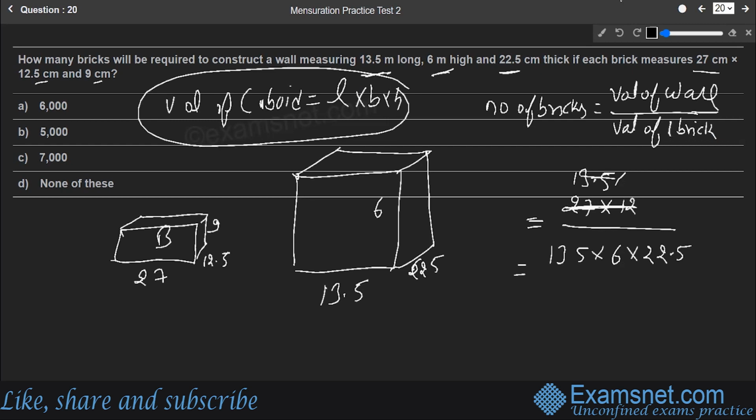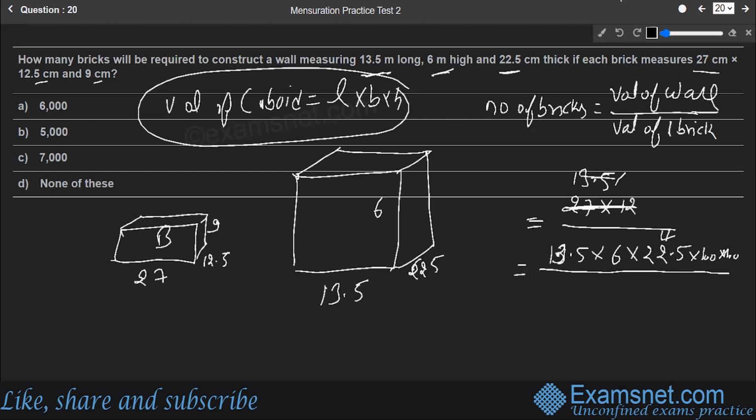So 135 was in meter, so we need to multiply by 100 so that it converts into centimeter. Now the 13.5 converts into centimeter. 6 was also in meter, so we need to multiply again by 100 so that this 6 is converted to centimeter. 22.5 was already in centimeter, so this is what we have done.